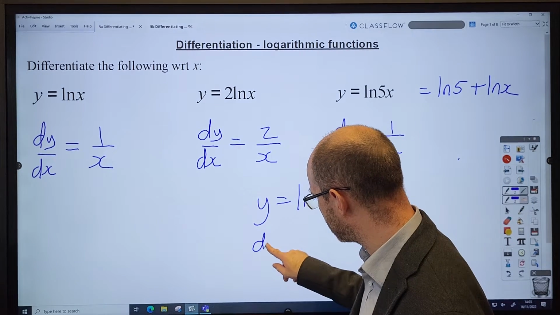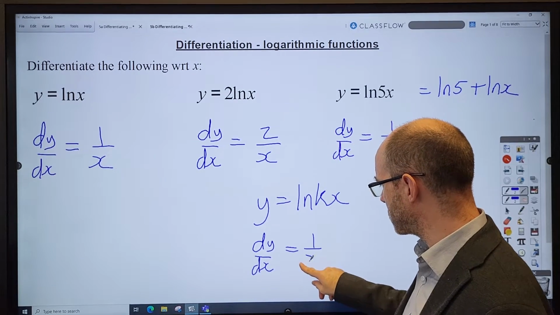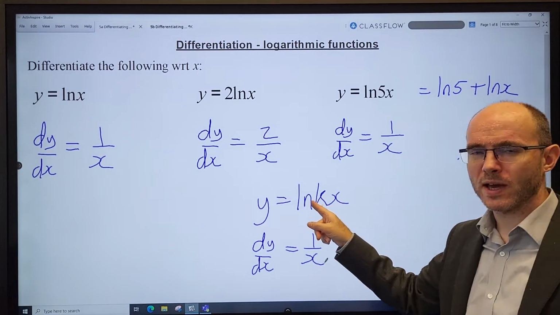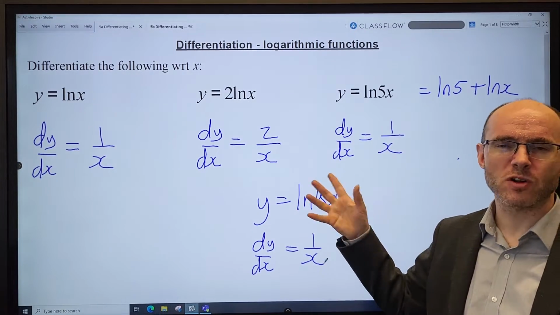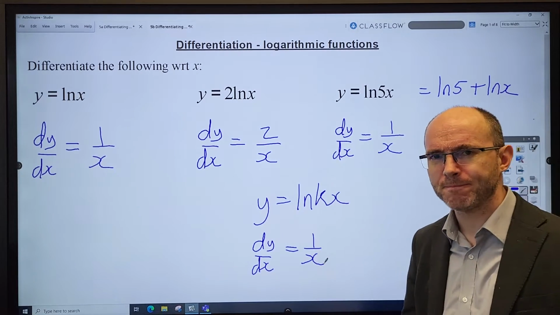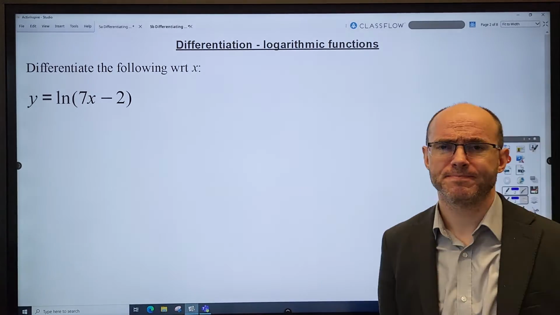dy/dx will be equal to 1 over x. And you can choose which result you prefer to use to show that. I prefer this, natural log of k plus natural log of x, where the natural log of k is a constant, so just differentiate to get 1 over x. Okay. Other examples, this one here.